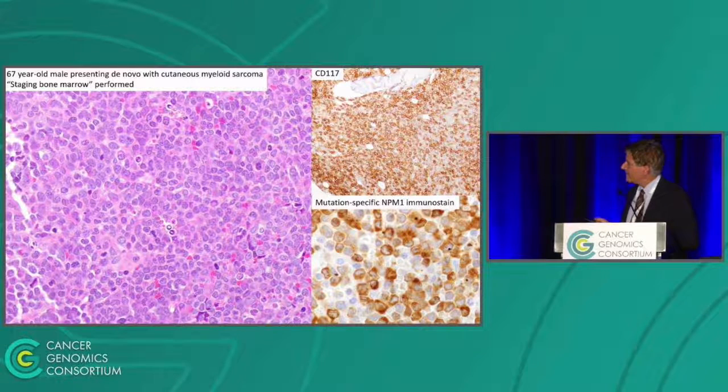Here's another case of NPM1-mutated AML. This patient actually presented with a myeloid sarcoma. They did a bone marrow. His counts weren't too bad, but his marrow was actually totally replaced by blasts, which were CD117 positive, but CD34 negative, as is typical for NPM1 mutated disease. And this is a mutation-specific antibody now being used, showing the cytoplasmic protein localization.